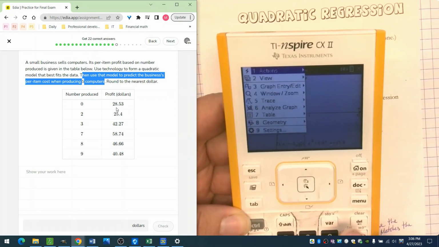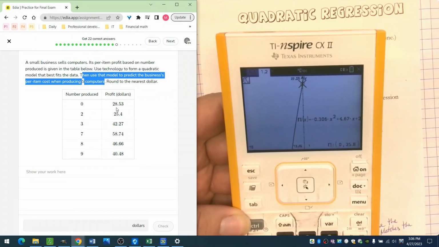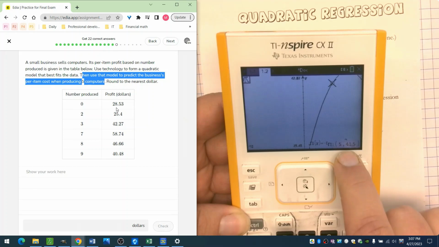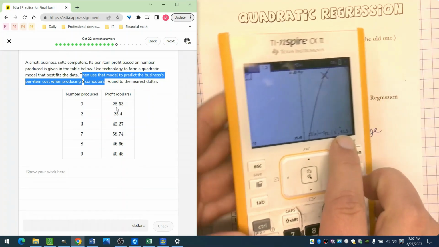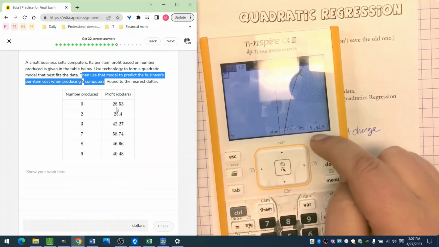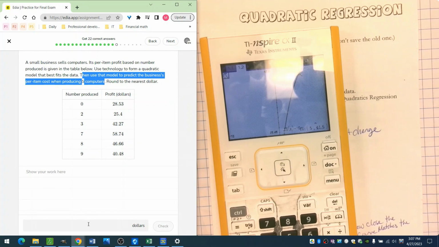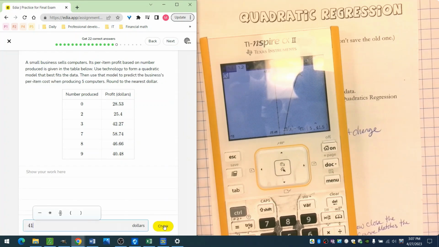Now we're just going to trace this. So menu 5, 1 to trace. Okay. And then I want to know at 5. At 5, it's 41.5. Now I don't know if the calculator has already rounded up to the 0.5 or if it was already at 0.5. So my answer could be 41 or 42. I'm going to start with 41, and we're going to try that. So then I'm going to try 42.